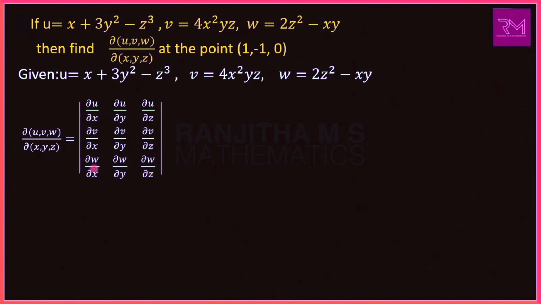In the first step we have to find all these values. In the next step we have to find these values at the point (1, -1, 0). After finding these values we can substitute in the given formula. Then we get the Jacobian for the function.